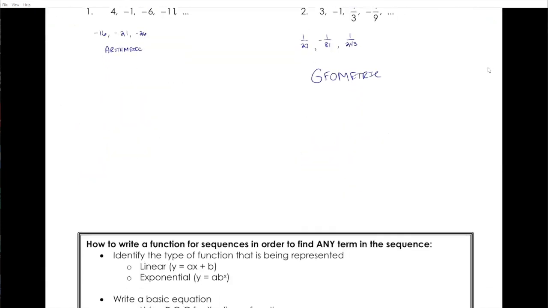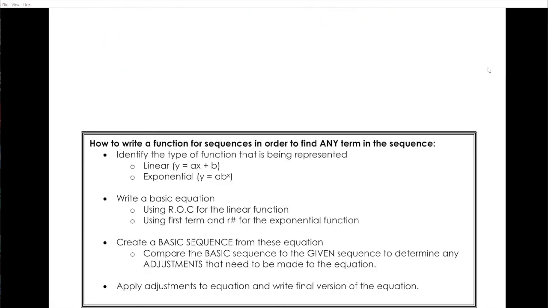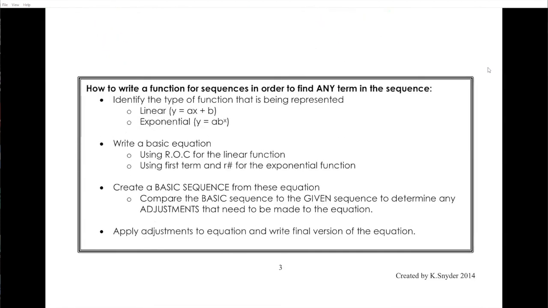So what we've done today is we've talked about our arithmetic versus geometric, which is really just linear versus exponential. Linear uses that slope intercept formula, y equals mx plus b. And exponential, we get y equals a b to the x.